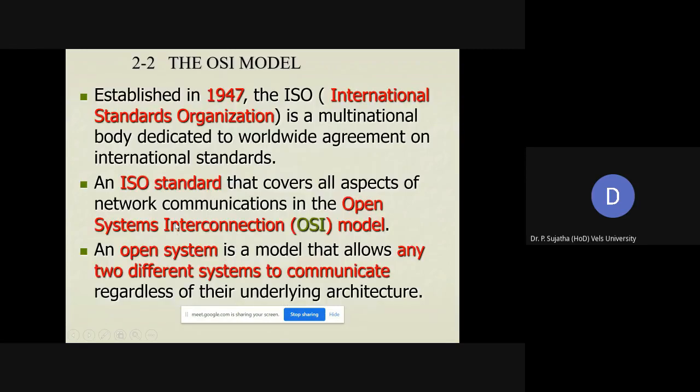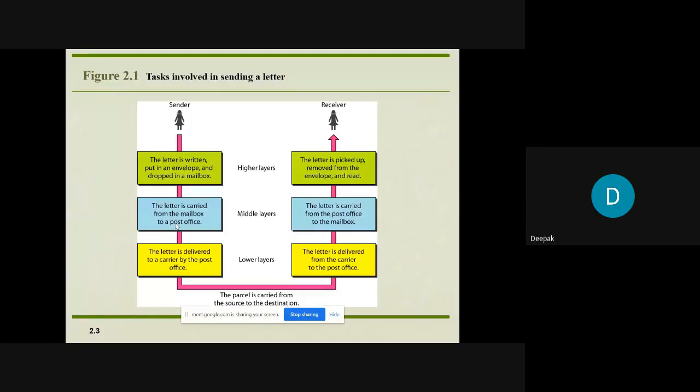Then look at the second box. What is the next process? When you keep your letter in the mailbox, the postman will come to the mailbox. He will collect your letter and hand it over to the post office in your city. From the post office, all the letters will be delivered to the particular town through train or some vehicle. That is the last step from the sender side.